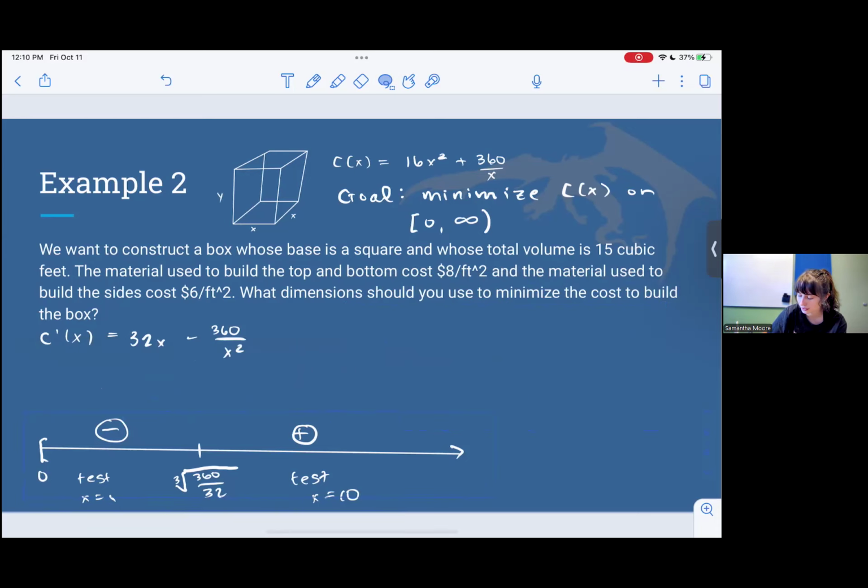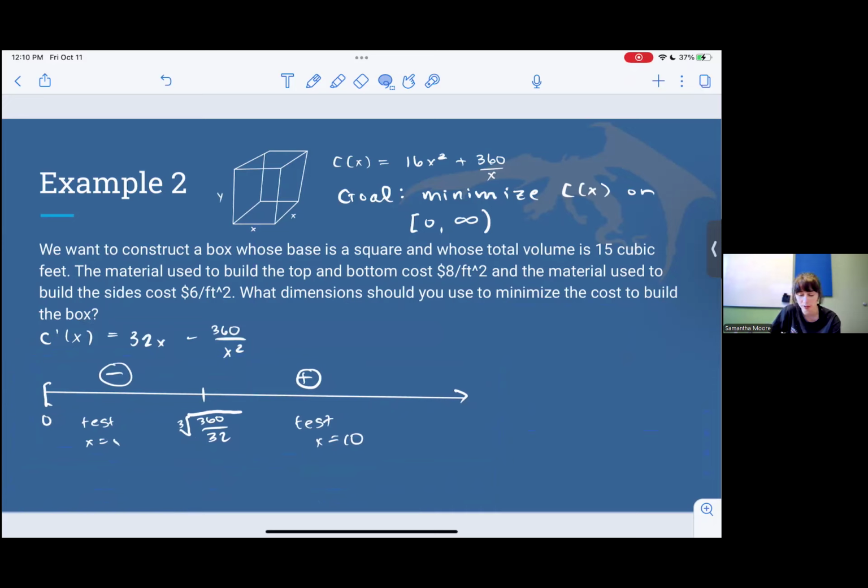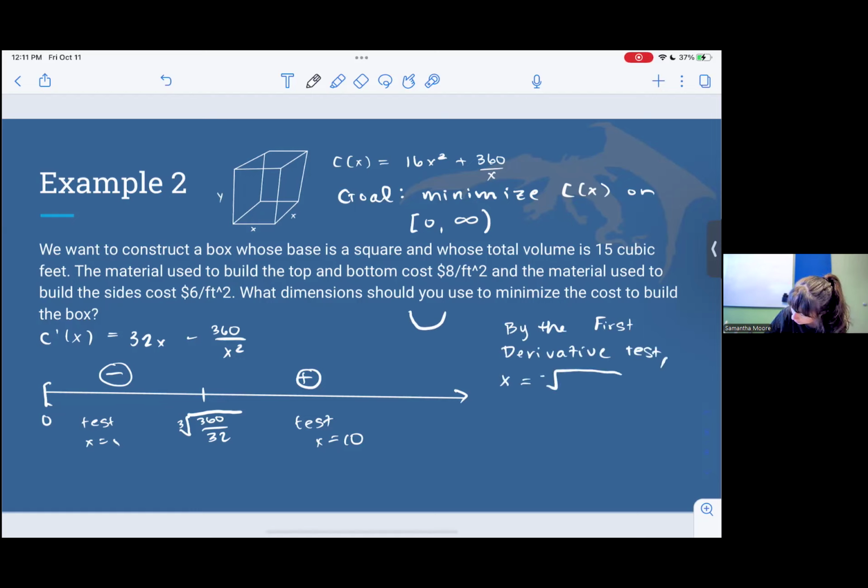So now, last thing is go back and interpret that, being careful about our endpoints, checking our endpoints. So, okay, we have f prime is negative, then positive. So if we remember, that means we're decreasing, then increasing. So by the first derivative test, x equals cube root of 360 over 32 will yield a minimum, or a relative minimum.